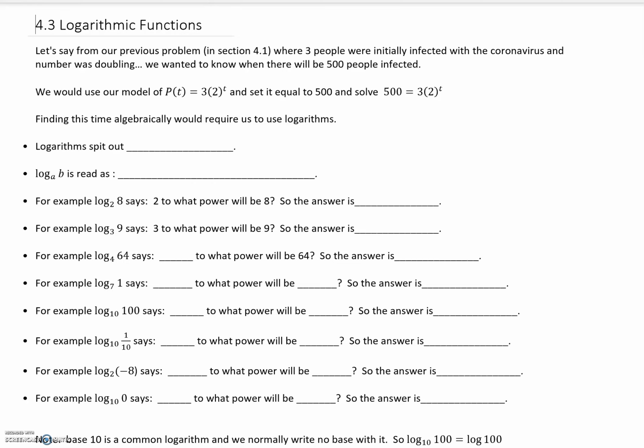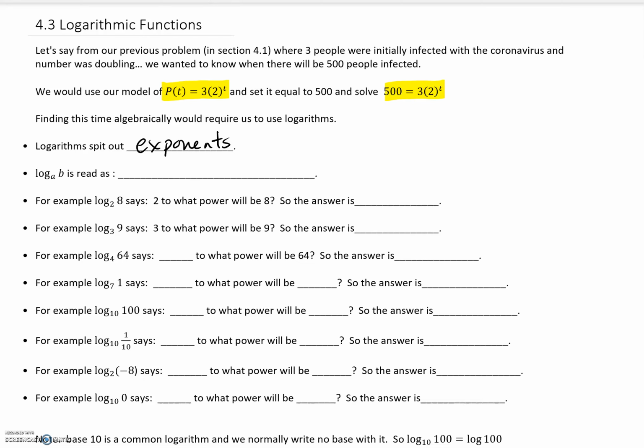If we want to find out the answer to that algebraically, we would take the model that we developed in that section, set it equal to 500, and then solve for time to figure out when that would happen. In order to do that, we would need logarithms to find the answer. The main thing to remember is that logarithms spit out exponents. That's all they do. So if you've never understood logarithms before or found them confusing, just keep an open mind and think, all they do is spit out exponents.